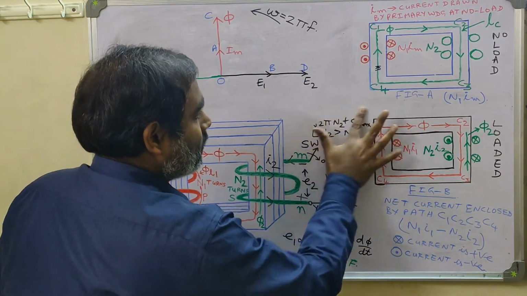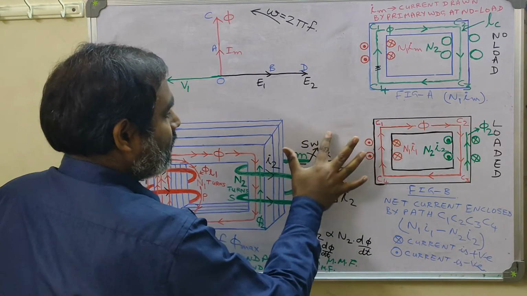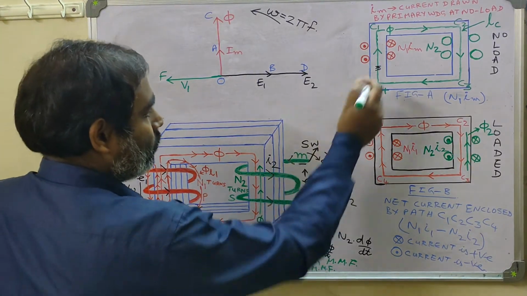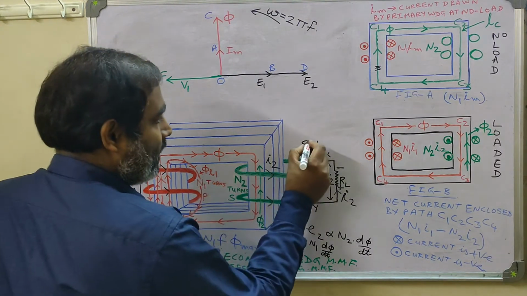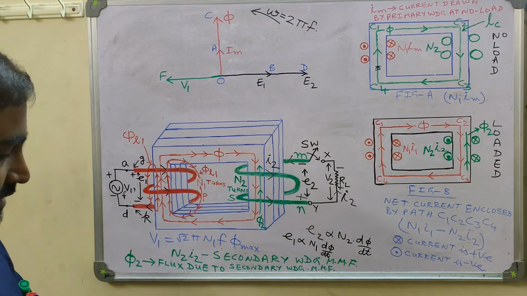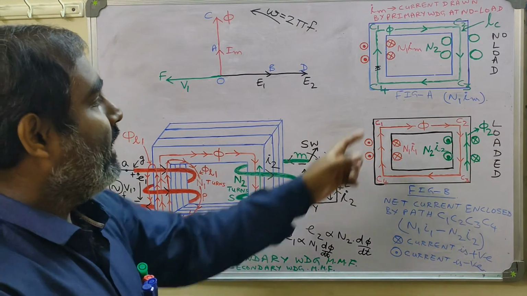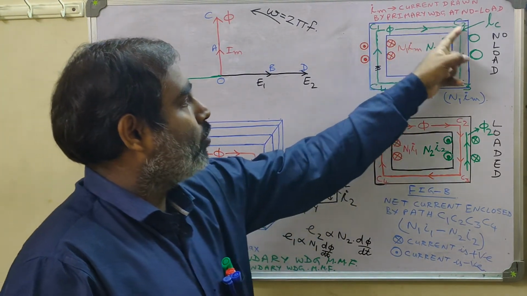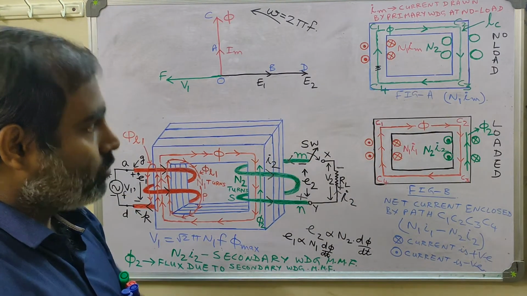Let us apply Ampere's circuital law to this magnetic circuit, which is shown for the transformer at no load condition. Ampere's circuital law says that the net MMF acting along a closed path equals the current which is enclosed by that closed path.